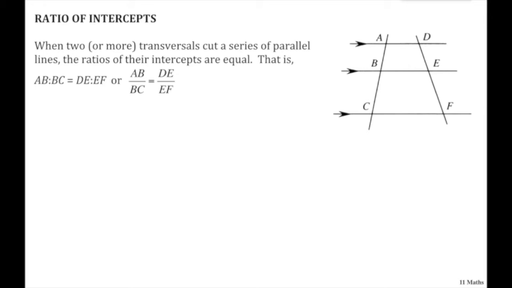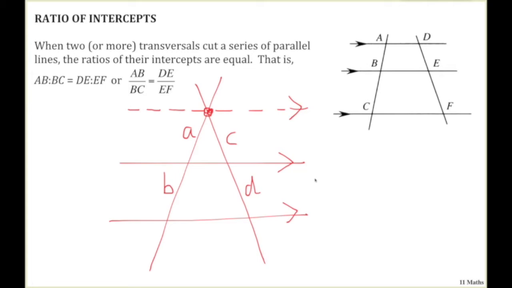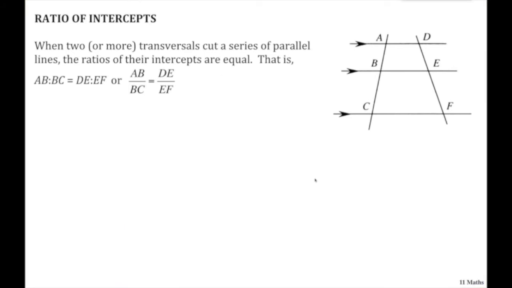Also remember that if we have 2 parallel lines and 2 transversals, the same rule applies, because where the 2 transversals meet, you can actually draw in another parallel line, and then your rules still apply: A over B equals C over D. There are some questions like that in the textbook where there's no 3rd parallel line but the transversals meet, so you've actually got to place the 3rd parallel line there. So just keep that in the back of your mind when you get to those sorts of questions.